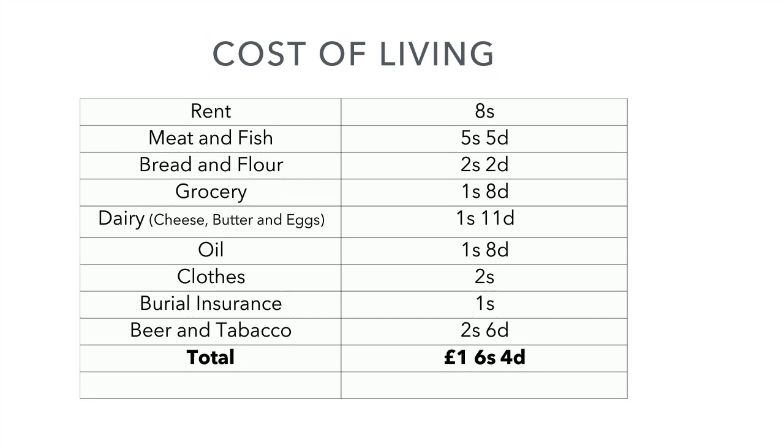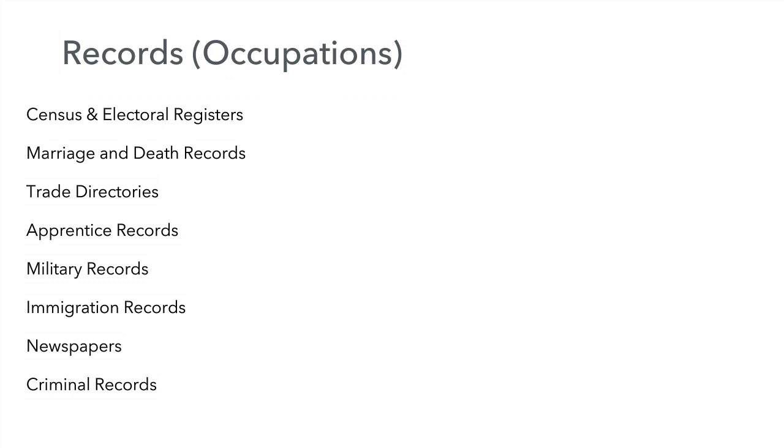Some records relating to occupations, I'll very briefly go through these: census, electoral registers, marriage and death records, trade directories, apprentice records, military records, immigration records, newspapers and criminal records. They will give you some idea. If you want to search for the company, you can do that yourself. If they worked for a particular brand of company, you may just want to put that in the newspaper and have a search.